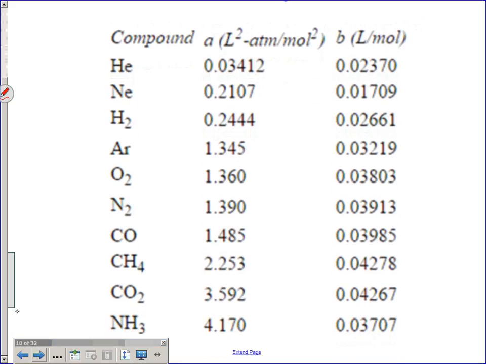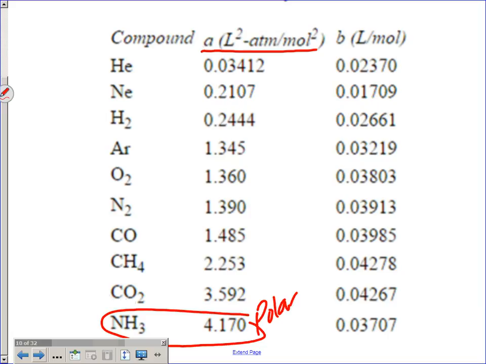So looking at helium all the way down to ammonia, what do you notice about these A values? Who has the biggest ones? Who has the biggest A value? Okay, so ammonia does in this case because it's what? It is polar, and not only is it polar, but it is able to hydrogen bond. Okay, CO2 itself, actually the rest of these, CO2, H2, CH4, all of these are actually nonpolar. All of these have structures that have an equal distribution of electrons. Equal distribution means nonpolar molecules.